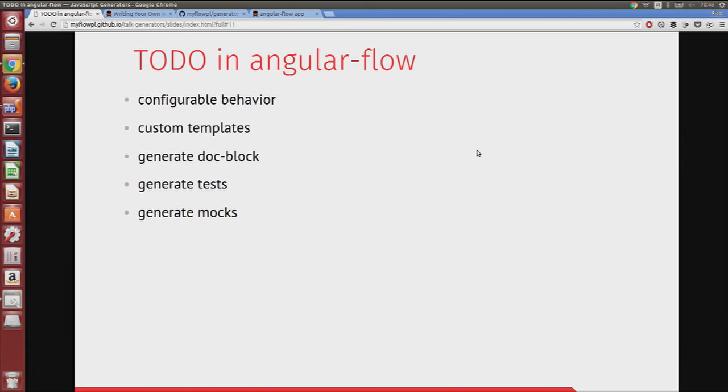These are things I wish to do. Configurable behavior: maybe you are not comfortable with the project folder structure, so it's good to have a nice option to change it. Custom templates: for example, if you are doing a lot of forms, you can just generate a form of this type, and the generator is going to ask you for the fields you want to put there, and it will generate a nice Twitter-formatted one for you. Generate doc blocks, generate tests, and generate mocks. This is not present yet, but I think they should be self-describing.